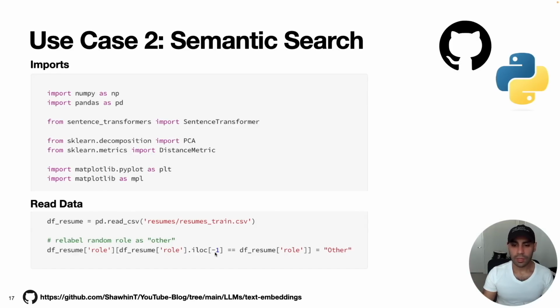So we'll read in this resumes_train.csv file. One thing we'll do quickly is that this CSV file has a column called role, and then there are a handful of different roles, but there's one of them that's a sentence. It's not a specific role. We'll just relabel all those elements as other.